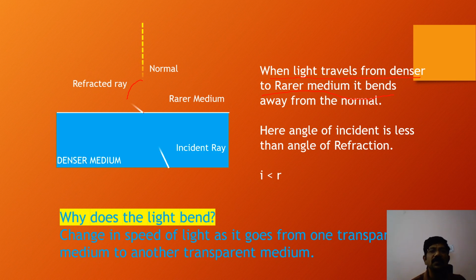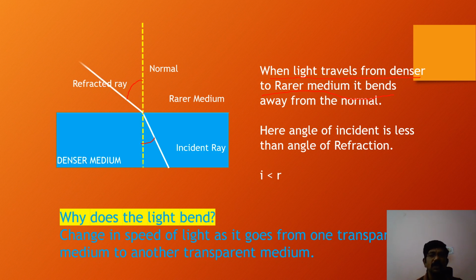This is the angle of refraction. This is the angle of incidence. In this case, the angle of incidence is less than the angle of refraction. Okay, let us discuss why the light bends.